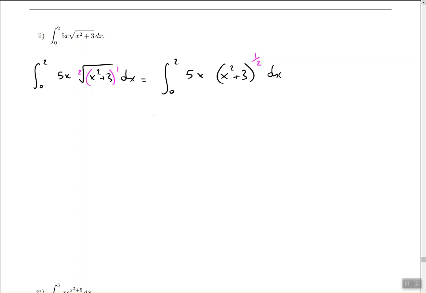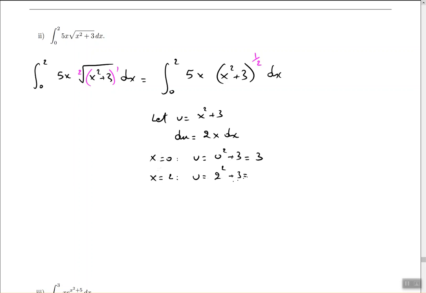And now let's make the u substitutions. So the u is going to be, in this case, x squared plus 3. The derivative of u is going to be 2x dx. And if x is 0, which is the number on the bottom of my integral, what would the u be? If x is 0, then the u is going to be 0 squared plus 3, which is going to be 3. And if x is 2, the u is going to be 2 squared plus 3, which is 4 plus 3, which is basically 7.